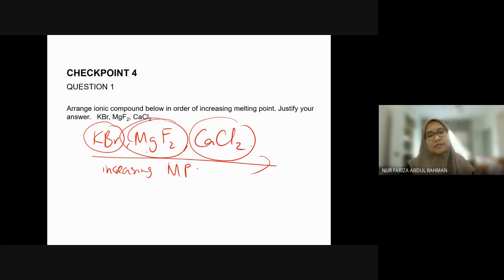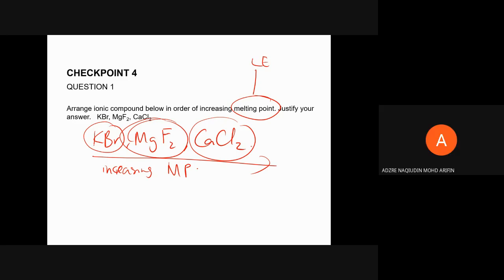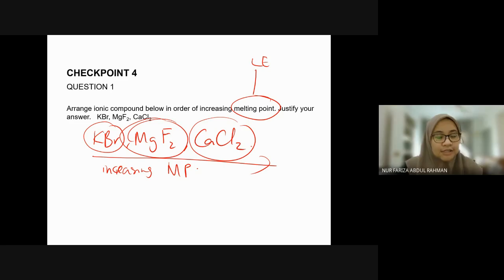Okay, why KBr is the lowest is due to... okay, the melting point relates to lattice energy. Basically, the reasoning should be the same. Okay, KBr, why is it the lowest? It's because it has the lowest lattice energy. Lowest lattice energy. Okay, all right.